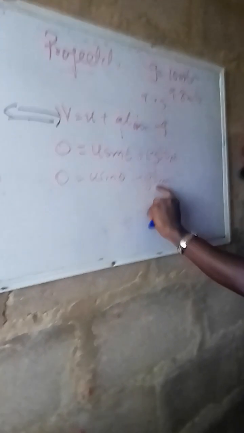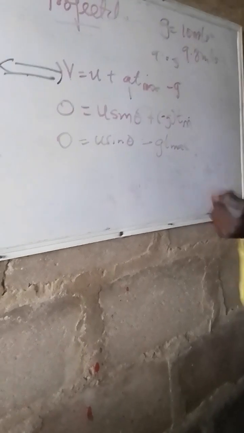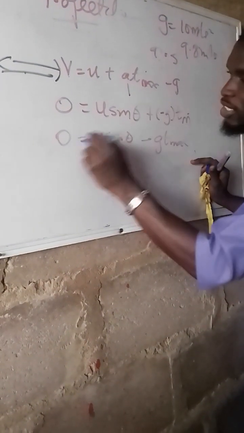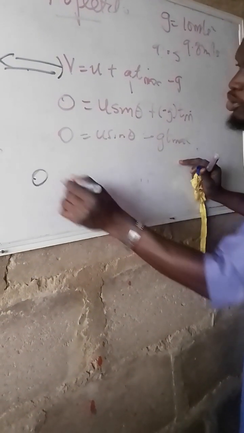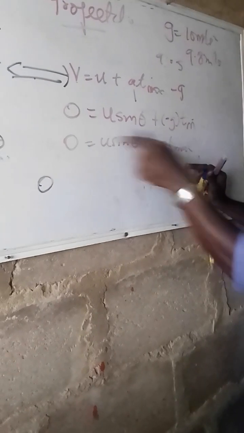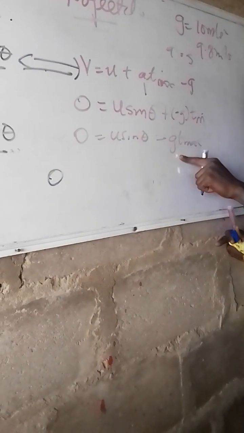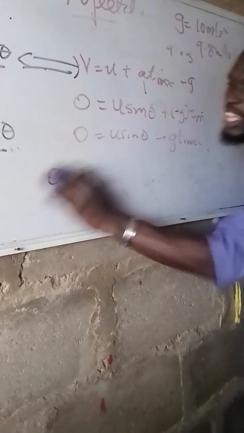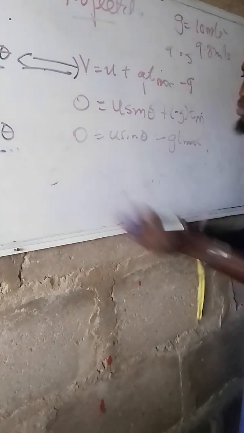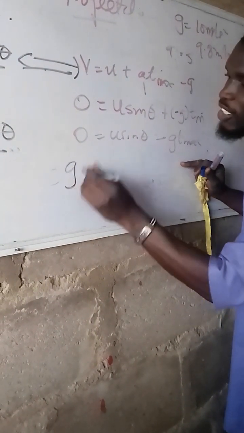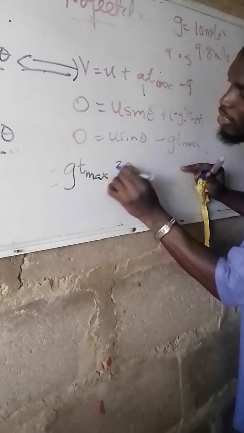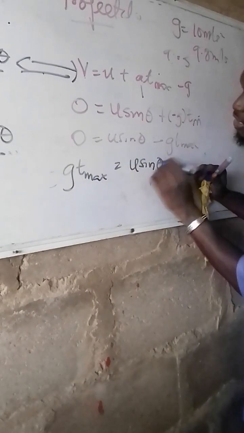Are we together? Now, when we are having that, bring it here. When this is crossing this equal sign, it will be 0. When 0 is this one minus GT, when it's crossing like this, it will be plus GT max. So let's just erase this 0. Thus 0 is meaningless. It will just be GT max equals to U sine theta.